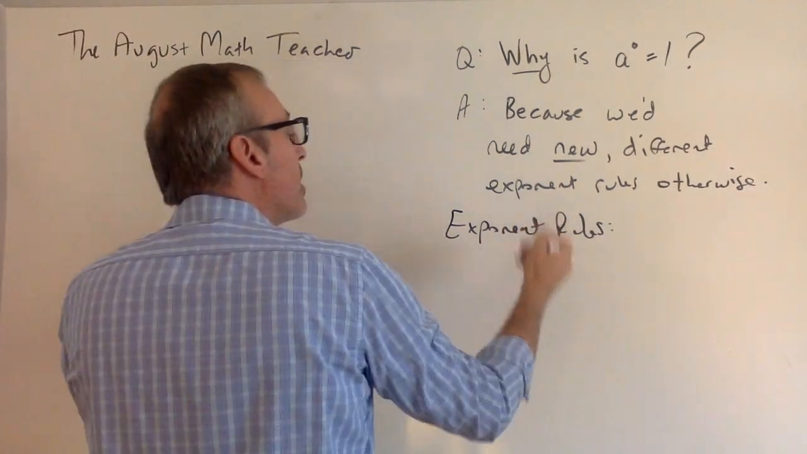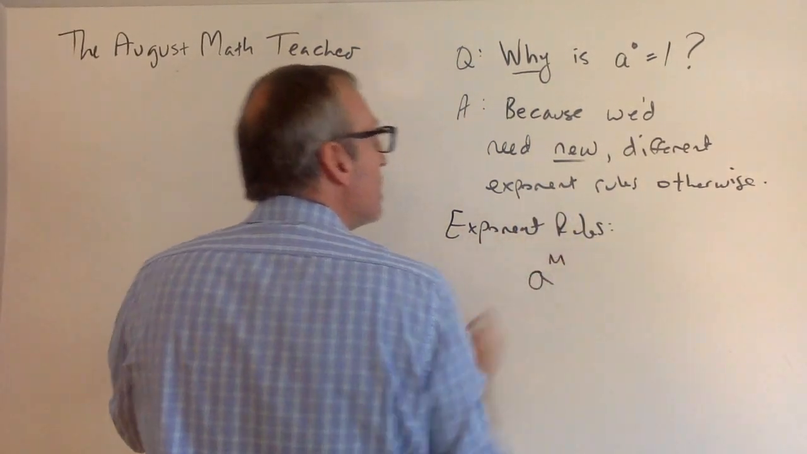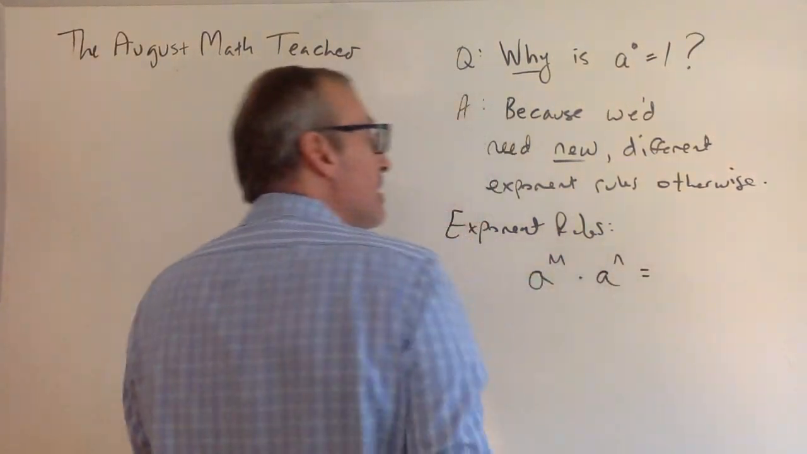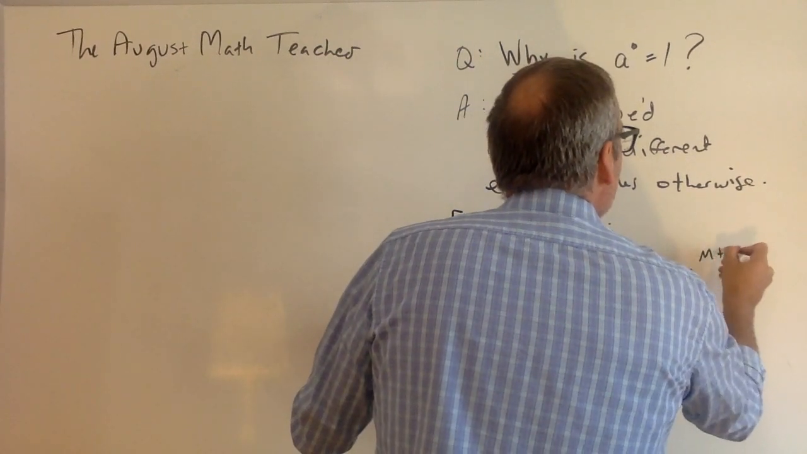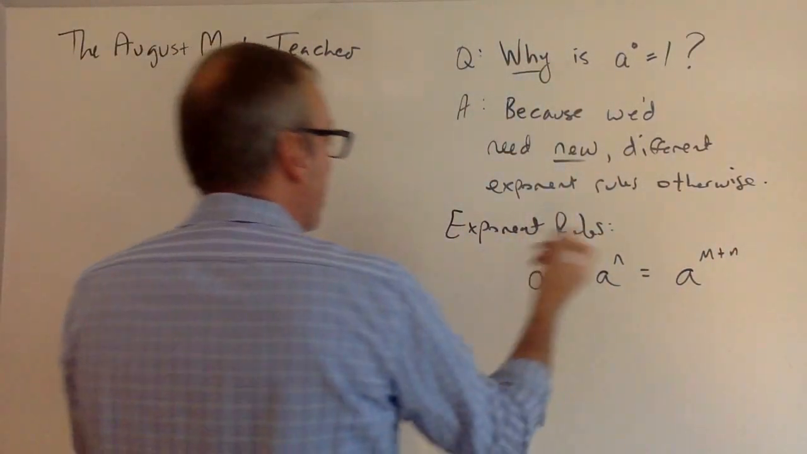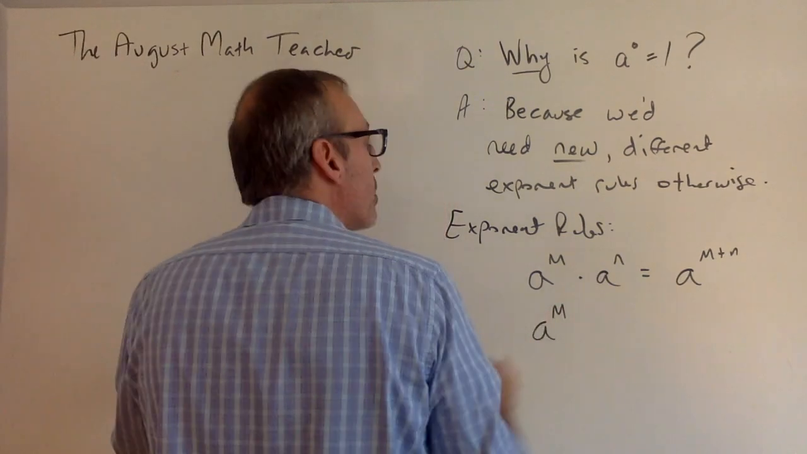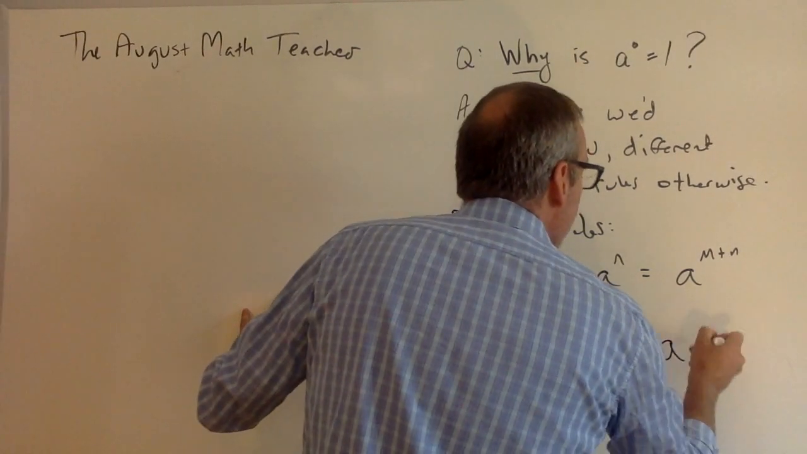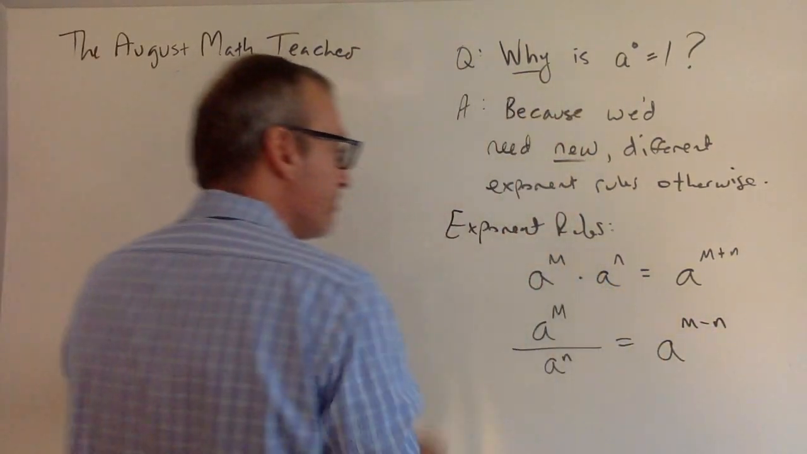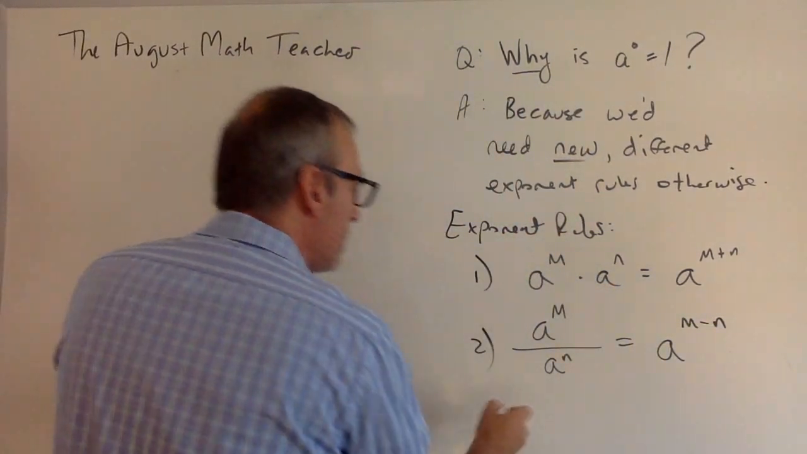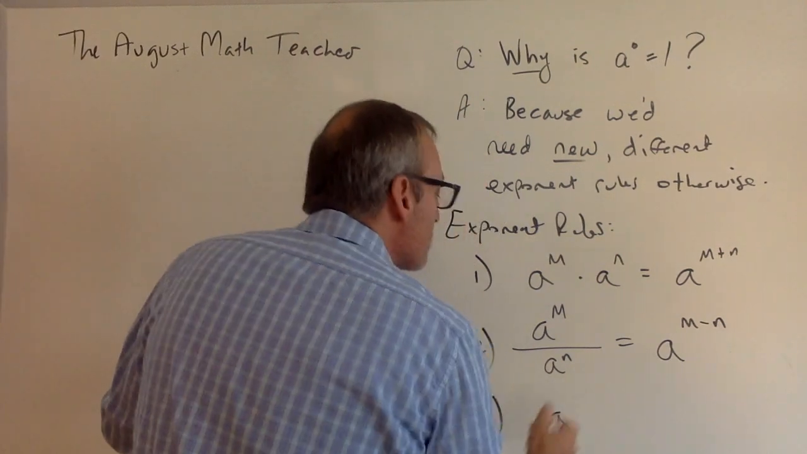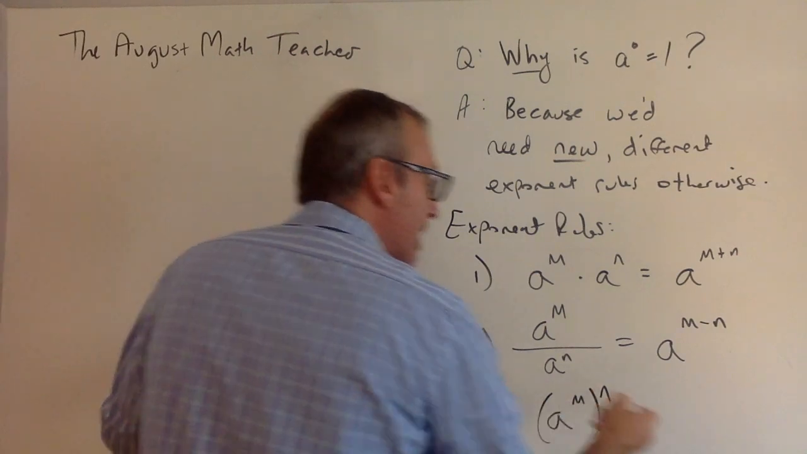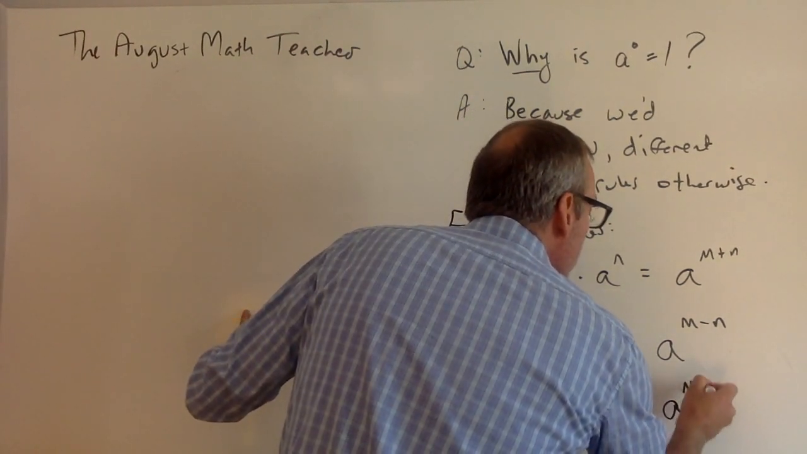If you take a number a to the power of m and you multiply it by a to the power of n, that's equal to a to the power of m plus n. Another one is if you have a to the power of m divided by a to the power of n, that is equal to a to the power of m minus n. There's the first one, there's the second one, and there's a third one. It gets grouped in with these two. If you take a to the power of m, and you raise that to the power of n, then that's equal to a to the power of m times n.